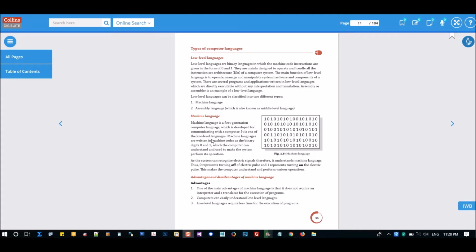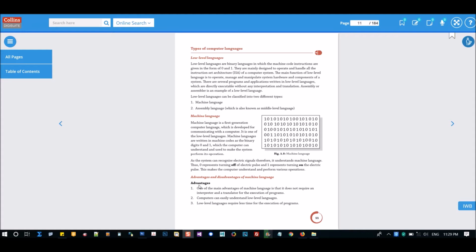So machine language uses the 0 and 1. It's a very simple language, and here they have given that 0 means off and 1 means on. Since computers are run by electronic components, we have to use these two digits, 0 and 1, in order to control the flow of electric pulse. So 0 means we turn off the electric pulse, and 1 means we turn on the electric pulse. By using this 0 and 1 we can simply control the flow of electric pulse, and in this way we can control the computer.